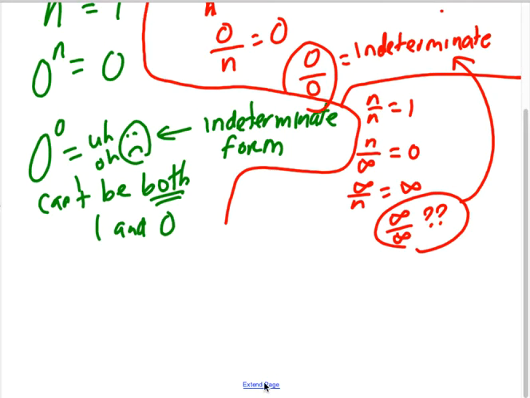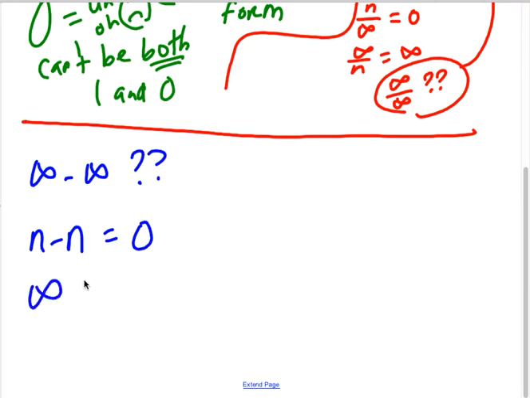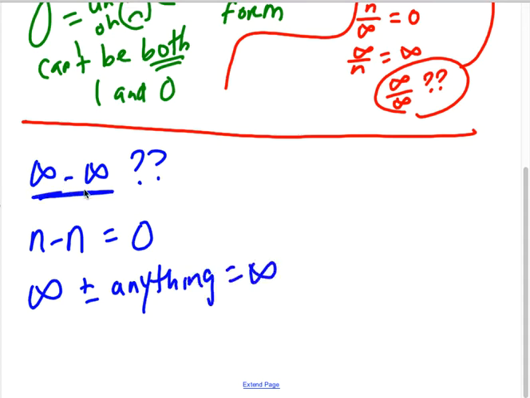So I'm going to hop down here for a second and show you another one. There are others. Another example is infinity minus infinity. Why is that weird? Well, if I give you a number minus itself, I should get 0. But if I add an infinity plus or minus anything, I should get something infinitely large. So is this number infinity? Is this number 0? Well, it's neither. It's called an indeterminate form.